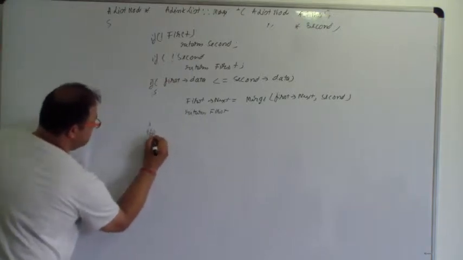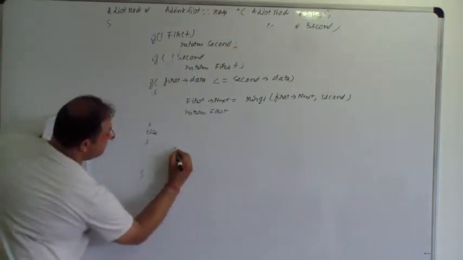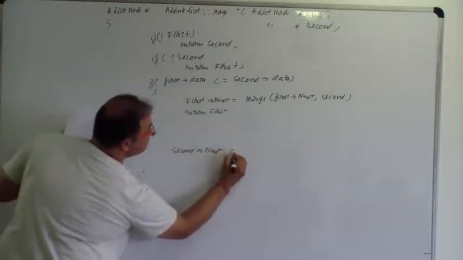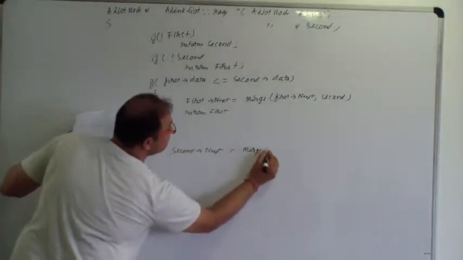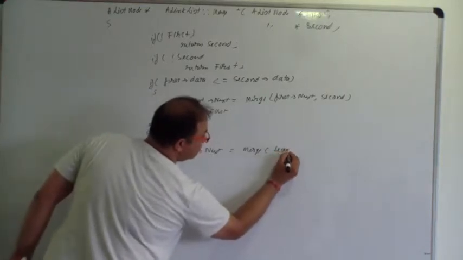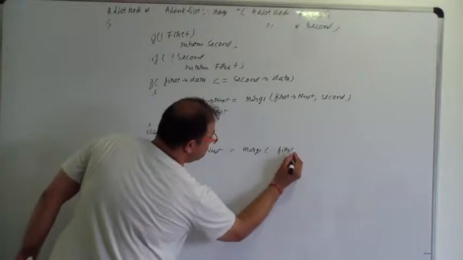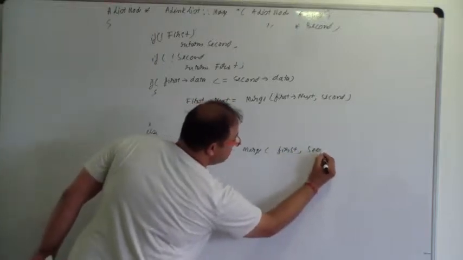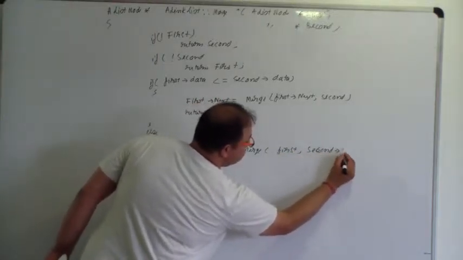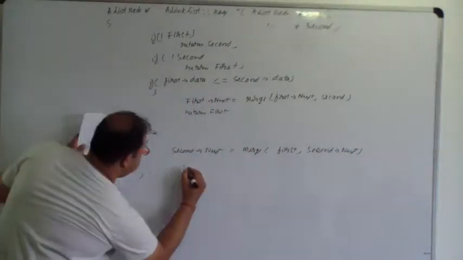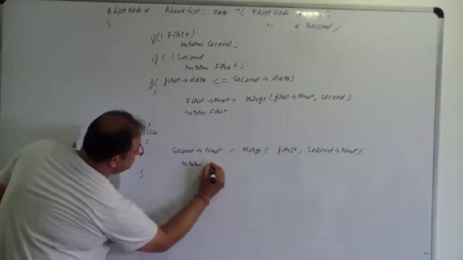else second arrow next is equal to merge of first comma second arrow next, return second.